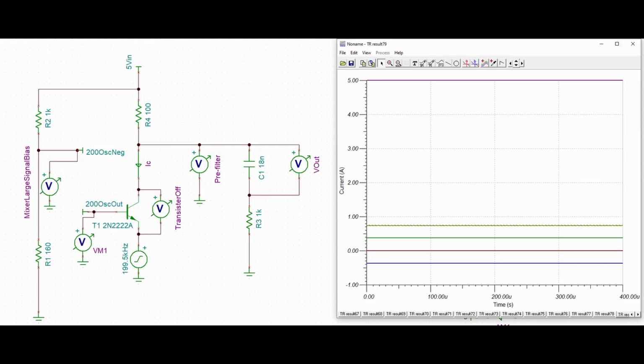Now an oscillator in isolation is pretty useless, so I need to actually connect it to the rest of the circuit. My initial idea was to replace the oscillator ground with the mixer transistor large signal bias, and then connect its output directly to the transistor. Unfortunately, this just did not work.